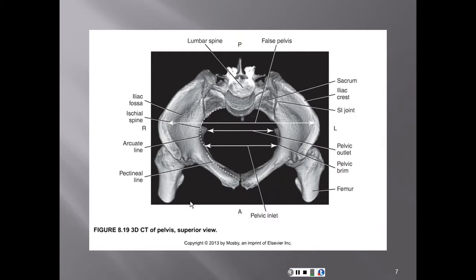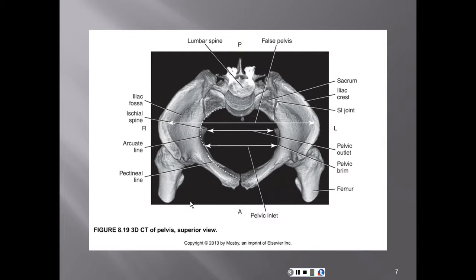Okay, 3D CT of the pelvis is a superior view, so this is what we call a bird's eye view. The pelvis is divided into the false or greater pelvis and the true or lesser pelvis. The region above the brim is called the false pelvis, and the region below the brim is called the true pelvis. The superior aperture or inlet of the true pelvis is measured in the posterior direction from the sacral promontory to the superior margin or crest of the pubic bone.